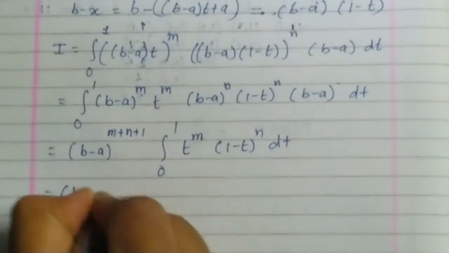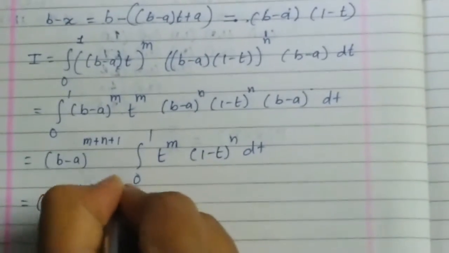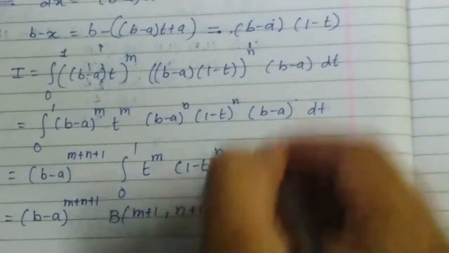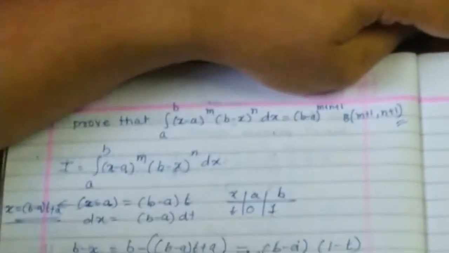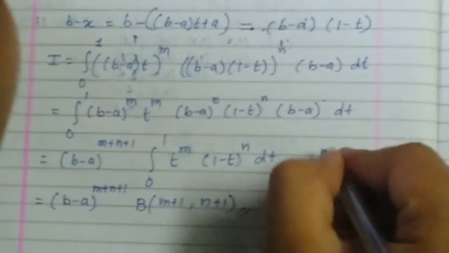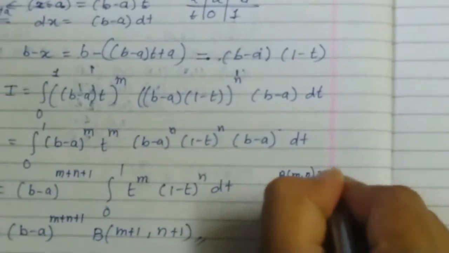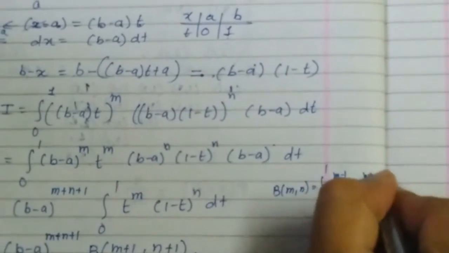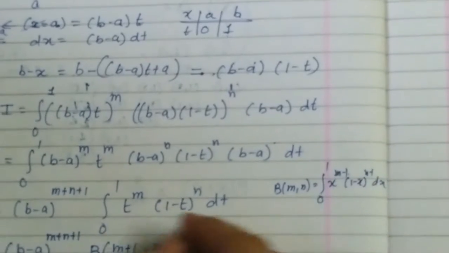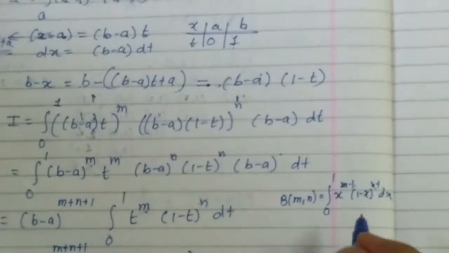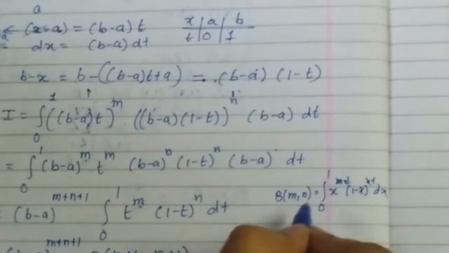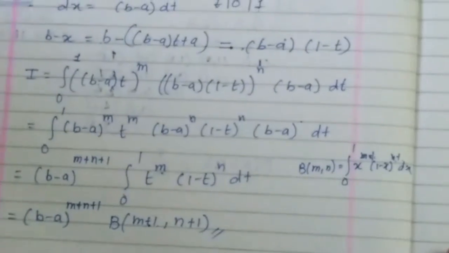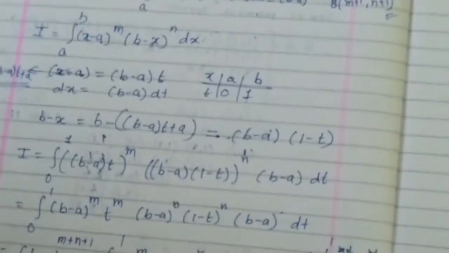So one can write this as b minus a raised to m plus n plus 1 into beta of m plus 1 comma n plus 1. Hence we get the result. Some of you may be confused about how I am getting this. The value of beta of m, n is integration from 0 to 1, x raised to m minus 1, 1 minus x raised to n minus 1 dx. M minus 1 is replaced by m and n minus 1 is replaced by n. Hence this minus 1 is to be adjusted, and that is adjusted with m plus 1 and here n plus 1. I will give you one example on this particular topic as homework.